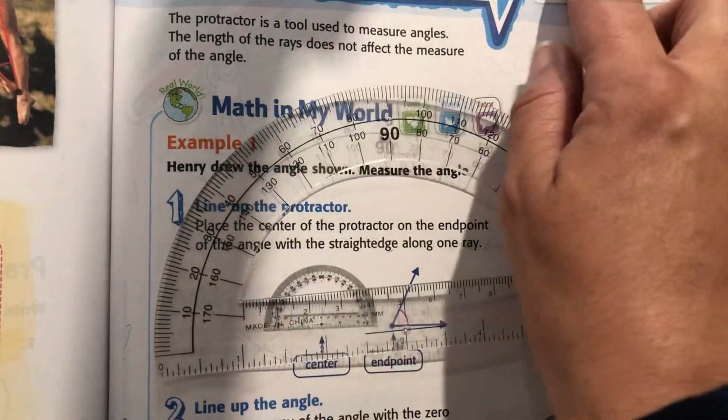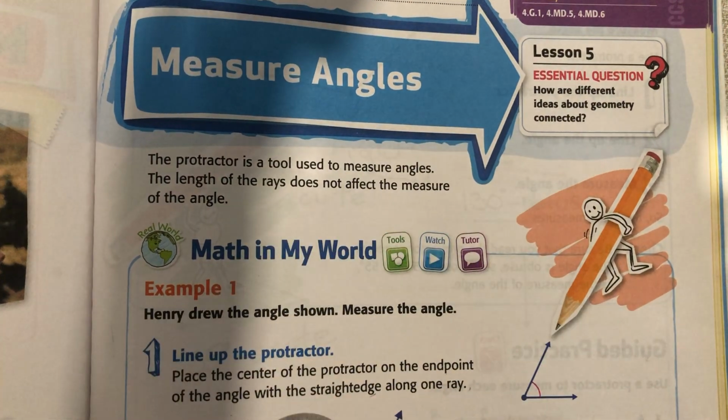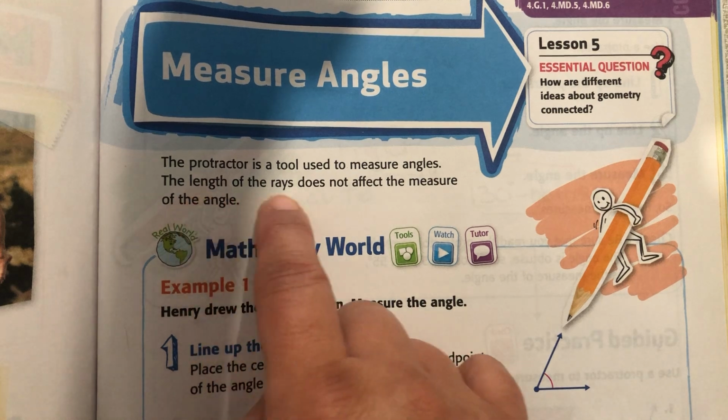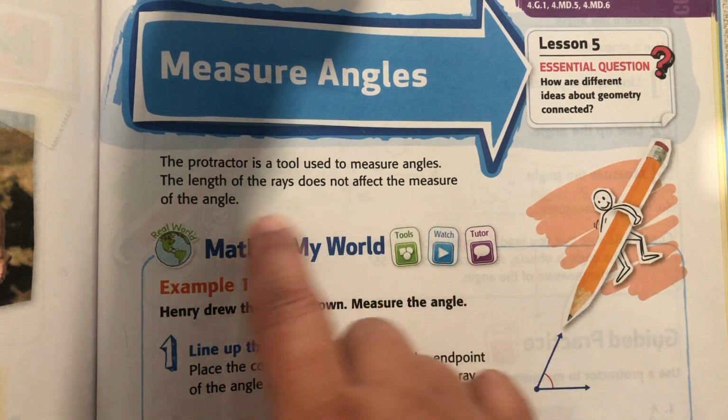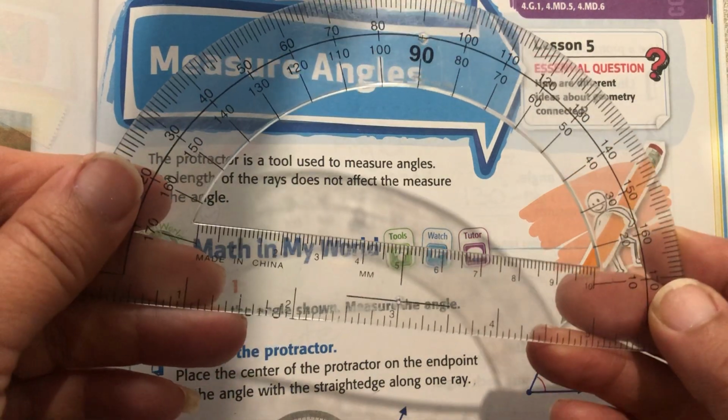Okay, My Math, volume 2, 4th grade. Chapter 14, lesson 5, measure angles. The protractor is a tool used to measure angles. The length of the rays does not affect the measure of the angle. This is a protractor.